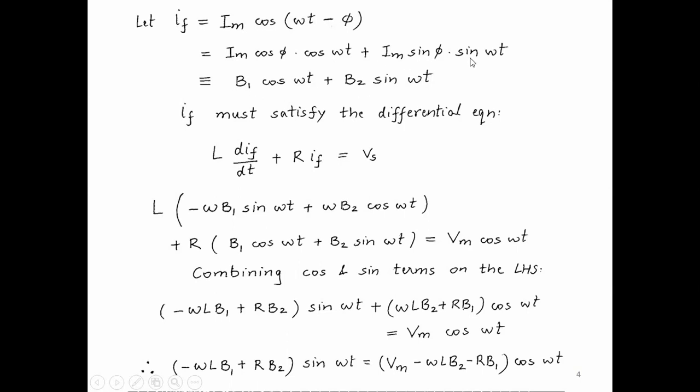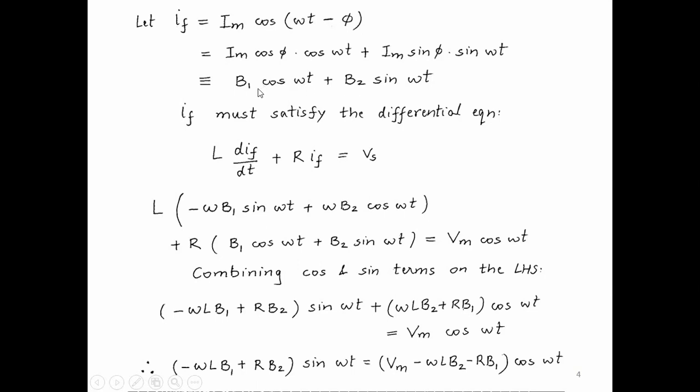So cos omega t, sin omega t. Then we say if this is I_F, then I_F must satisfy our differential equation, which is L dI_F/dt plus R I_F equal to Vs. So we substitute for I_F from here, and then we differentiate I_F and substitute that in the differential equation. So I_F is this. So dI_F/dt, this is L times dI_F/dt. So we have to differentiate this. I'm taking this form again for a reason.